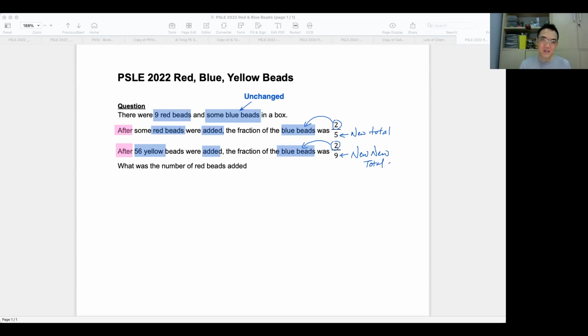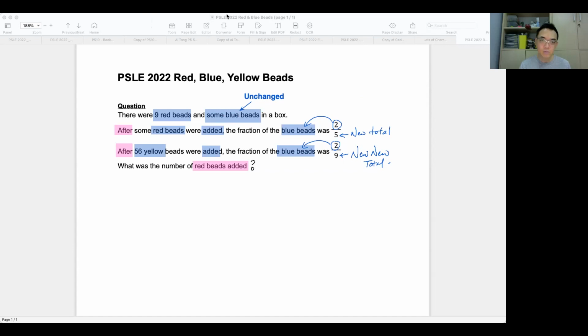And the question is, what was the number of red beads added? Okay, there's a missing question mark. I will fill that in right now. And let's begin. So let's begin with the first fraction given. And the first fraction given was 2/5. 2 is blue and 5 is the total. At this point, there are only red and blue, which means that the other 3 would be the red.